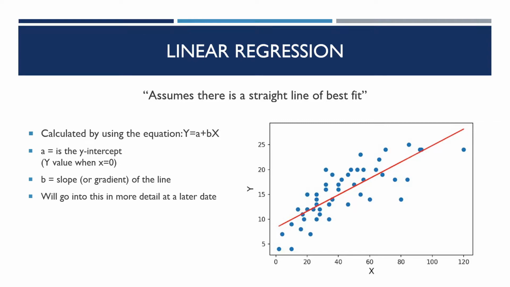Remember, in the last video on regression modeling, I showed you this slide where linear regression assumes that there is a straight line of best fit with the data, and it can be calculated by using the equation y equals a plus bx, where a is the y-intercept, which is the y value when x is 0, and b is the slope or gradient of the line. In the last slide, I said we'll go into this in more detail at a later date. Well, this later date is here and now. So let's go into more detail about linear regression.